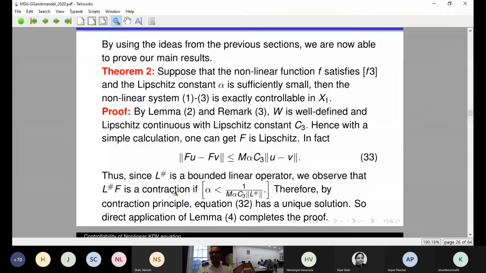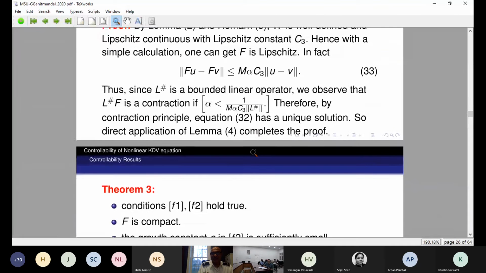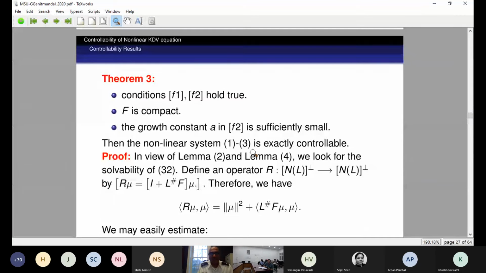And thus, since L has is a bounded linear operator, we observe that L has f is a contraction for alpha sufficiently small. So you can cancel this m, alpha, all these terms over here, and you can get the contraction. And that's why, based on the contraction principle, we can say that we get the exact controllability of the system. Third part: suppose my f satisfies strongly monotone and growth conditions. The nonlinear function f satisfies these two conditions. The main thing is that here I have dropped this condition.